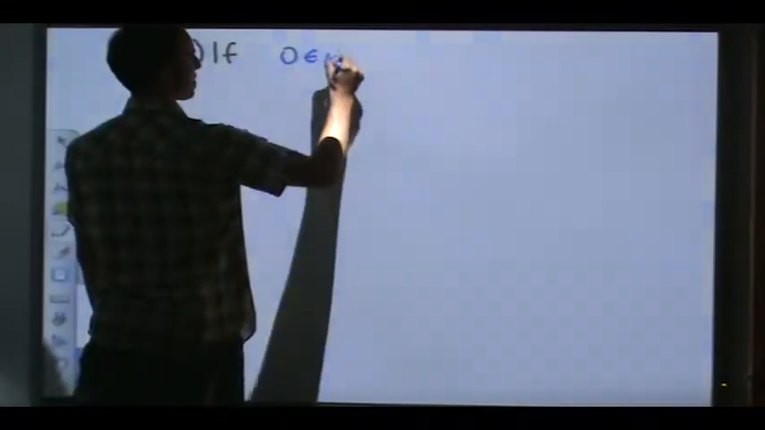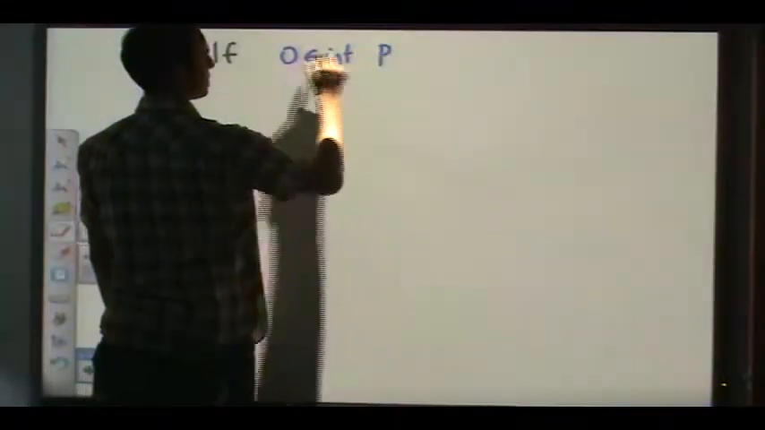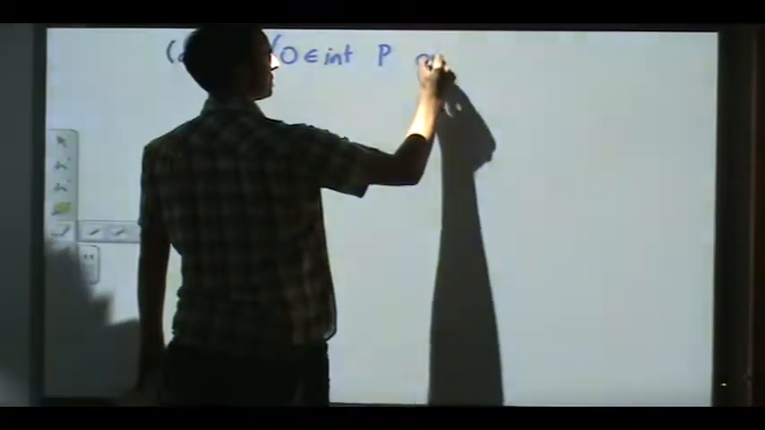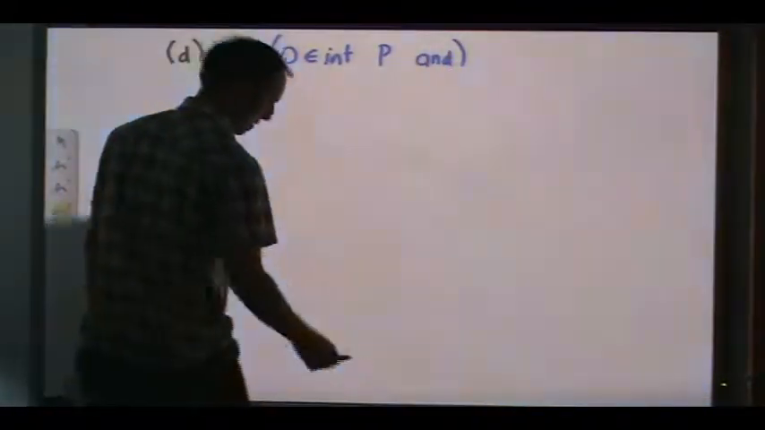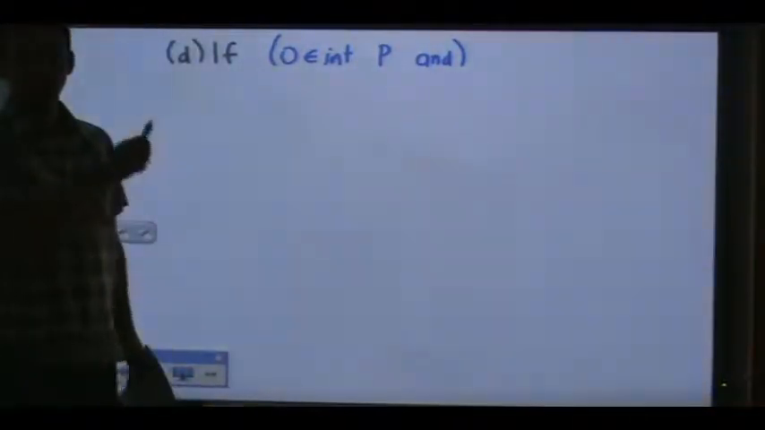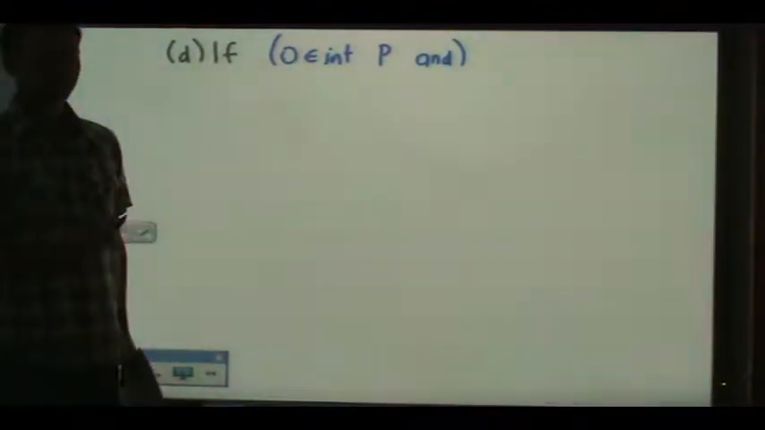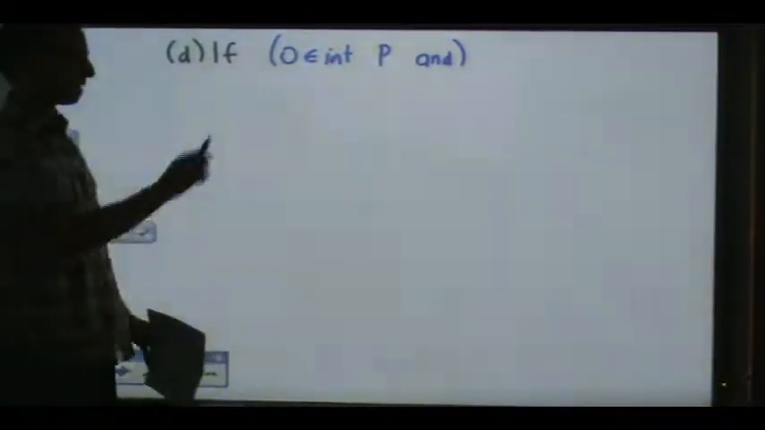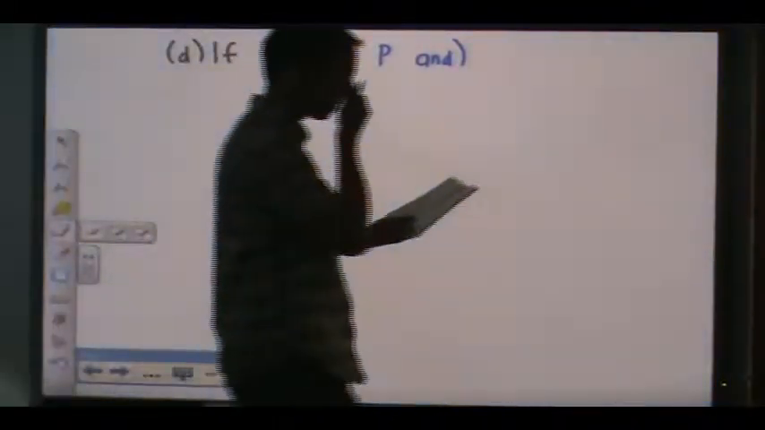So, part D. This is where I'm going to claim that this hypothesis is not necessary. If I finish this proof and you haven't stopped me, then that means that we don't need that hypothesis. Okay? Watch carefully.